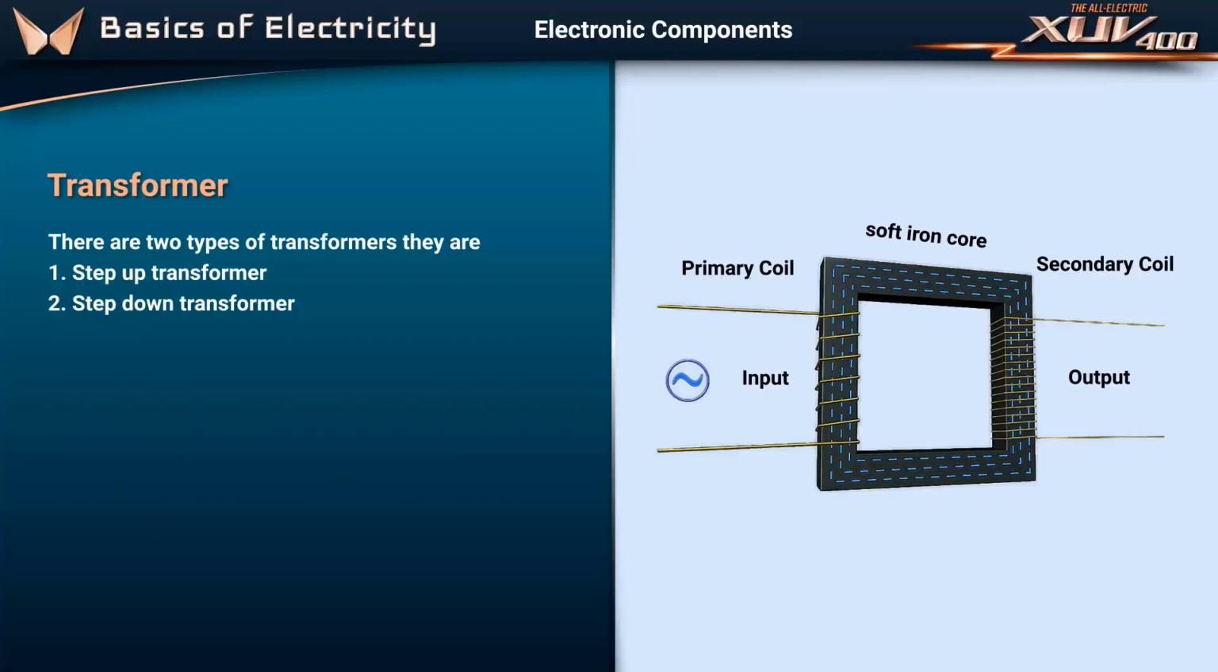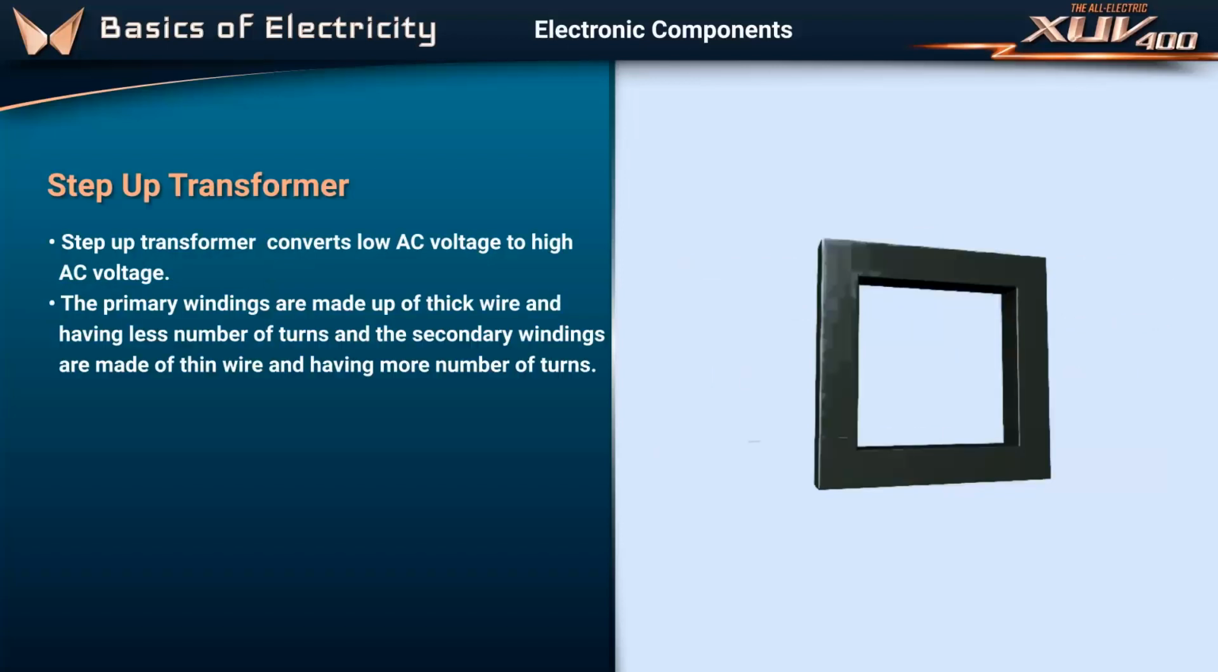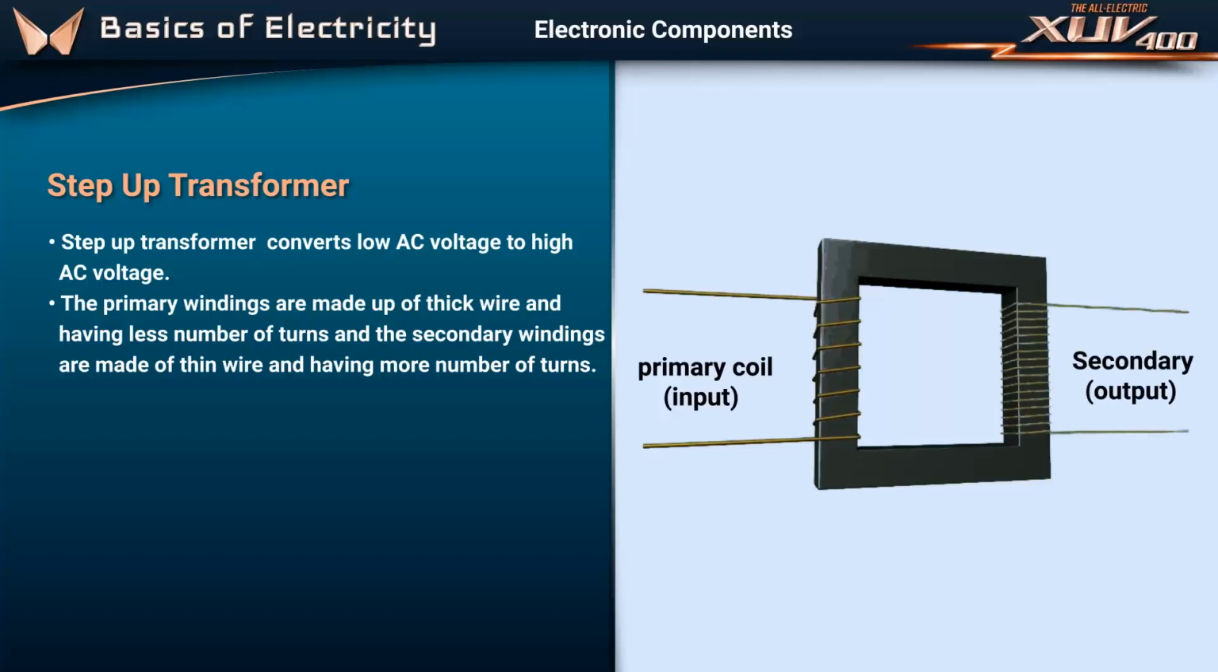There are two types of transformers. They are step-up transformer, step-down transformer. Step-up transformer. A step-up transformer converts low AC voltage to high AC voltage. The primary windings are made up of thick wire and have fewer turns, and the secondary windings are made of thin wire and have more turns.